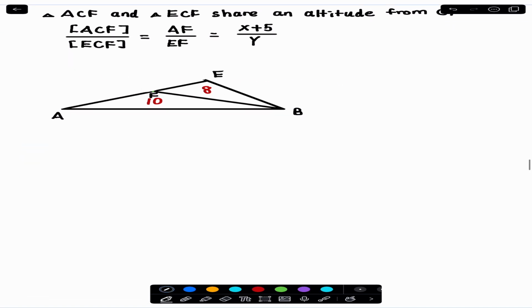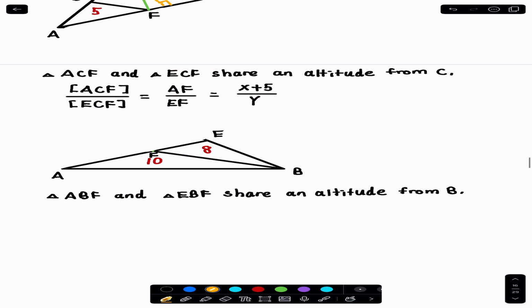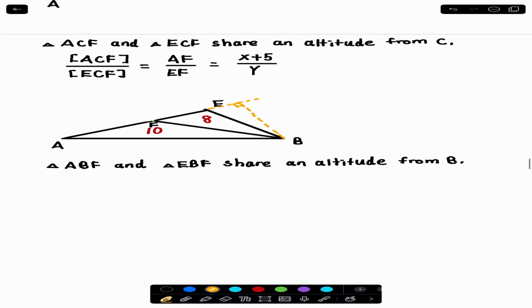So I hope you're really seeing the thinking process that I'm doing here. This time triangles ABF and EBF share an altitude from point B. This altitude would actually come down something like this. It's a little hard to draw it upside down, straight, but it would be like this. And of course, both of these are obtuse triangles, so they get extended.